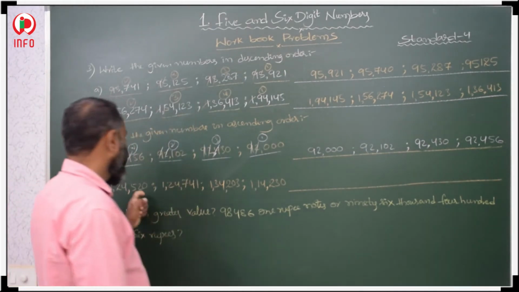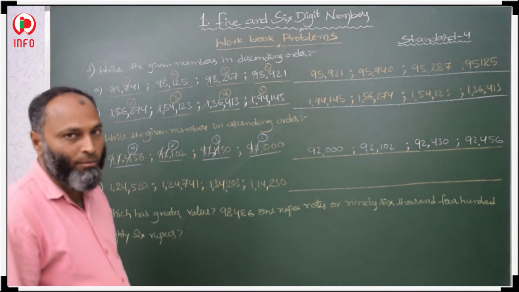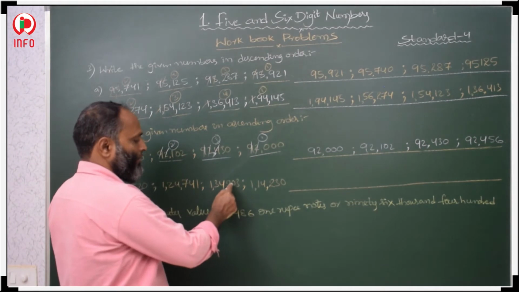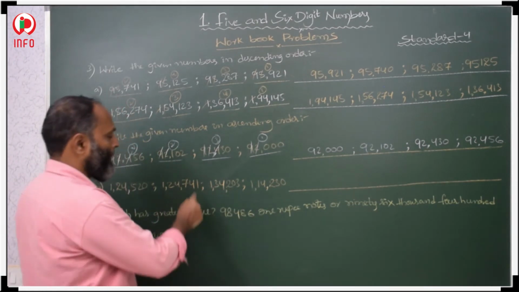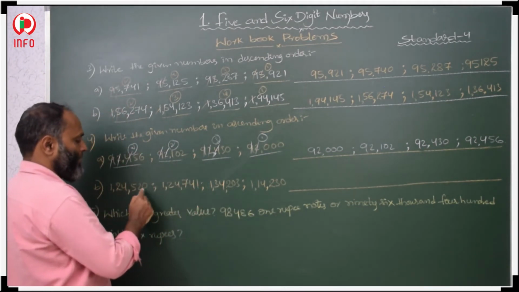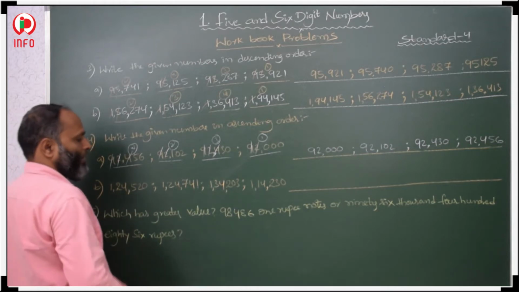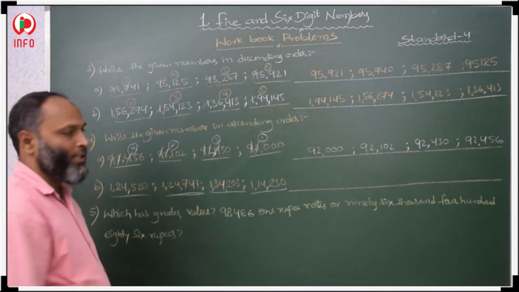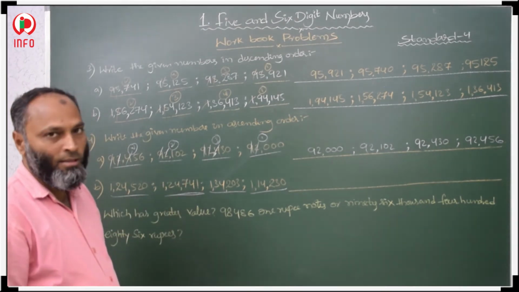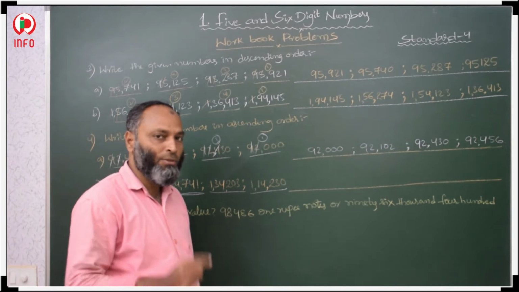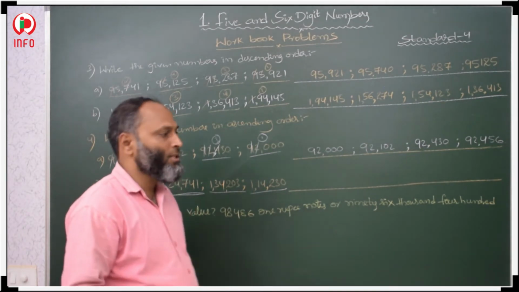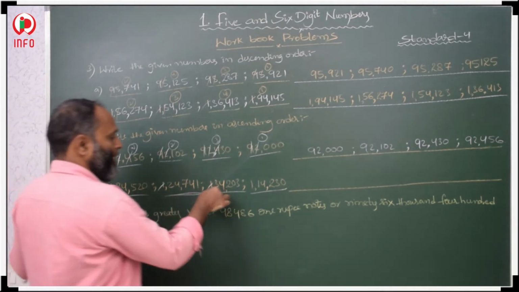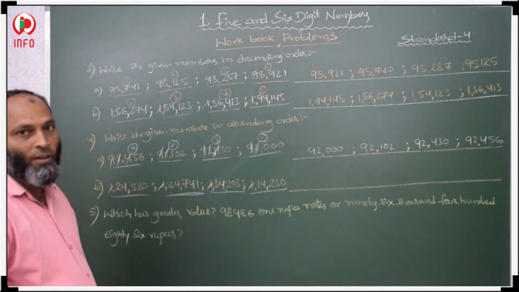Now the next question. First we have to count the number of digits: 1, 2, 3, 4, 5, 6. In all these four numbers, the number of digits is 6. So we have to compare from lakhs to ones. Lakhs place first: 1, 1, 1, 1. All are 1.